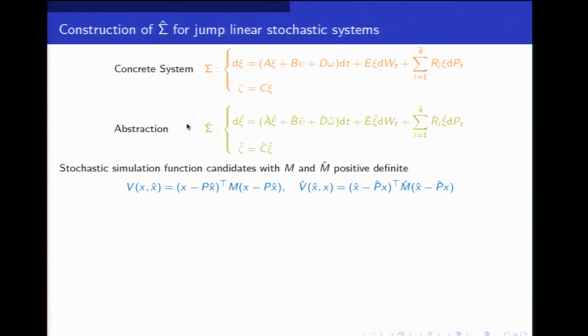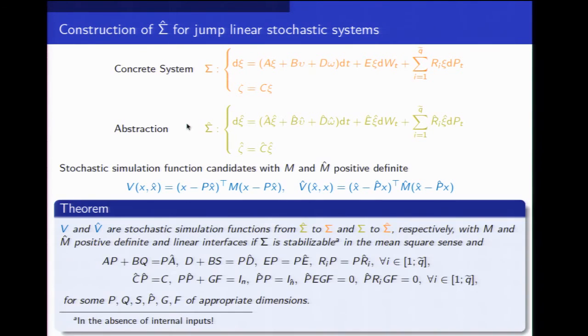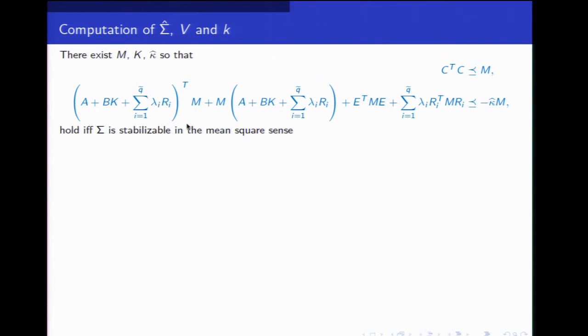So V is a simulation function from sigma hat to sigma. V hat is a simulation function from sigma to sigma hat if sigma is stabilizable and all these equations are satisfied for appropriate matrices shown here. And in order to provide those matrices which appear in the abstraction, first of all, these LMI hold if and only if sigma is stabilizable in the mean square sense. If the system is stabilizable in the mean square sense, this LMI should hold for some positive definite M, some controller gain K, and a positive number K hat.